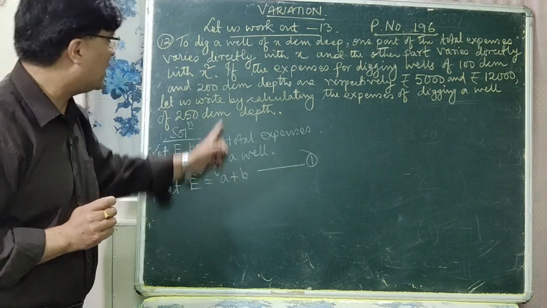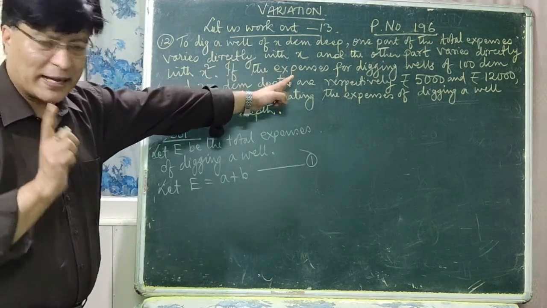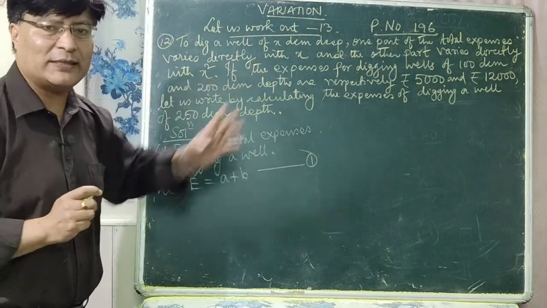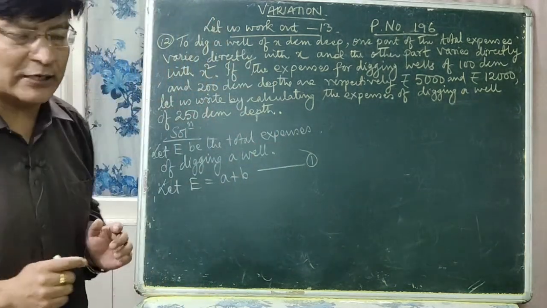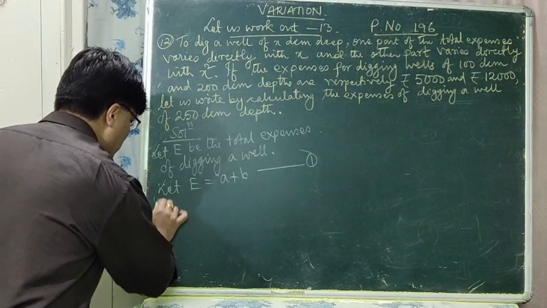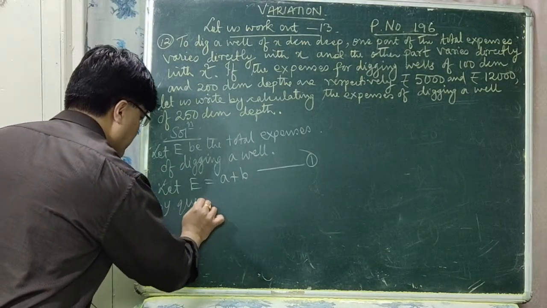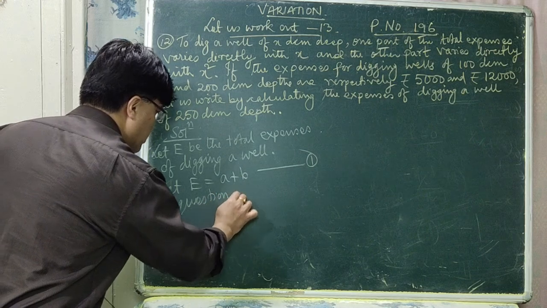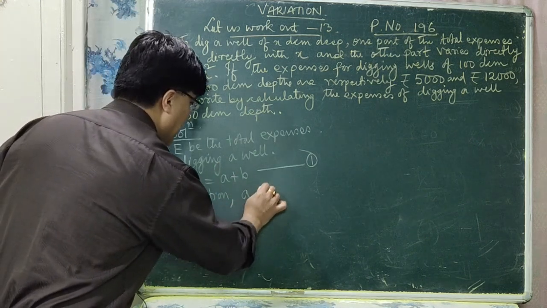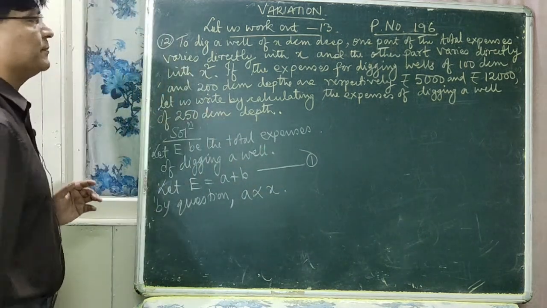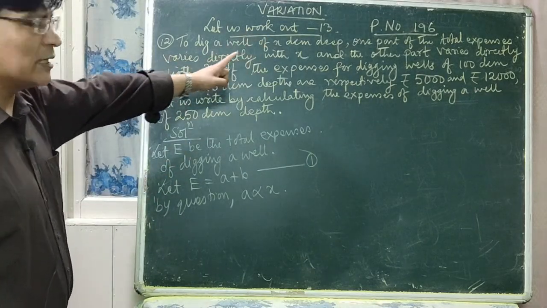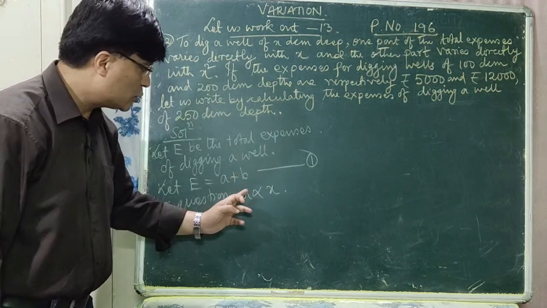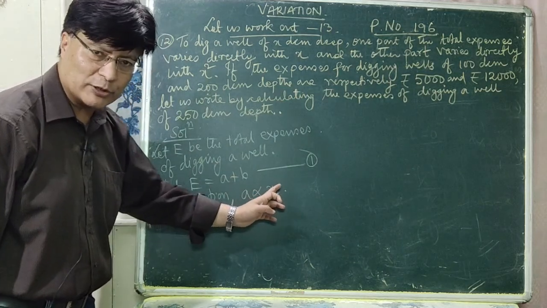So here the first part A varies directly with X. By question, A varies directly with X. That is, A and X are in direct variation, right? So by question, what can you write? A varies as X, right? So one part of the total expenses varies directly with X, right? So A is directly proportional to X.